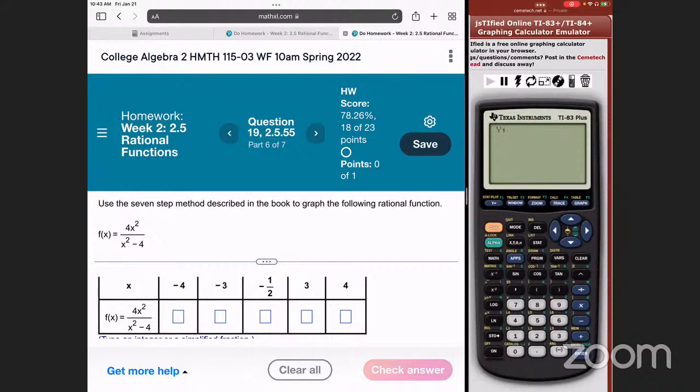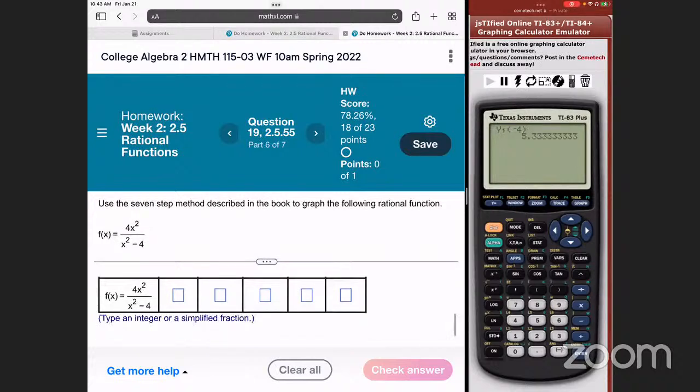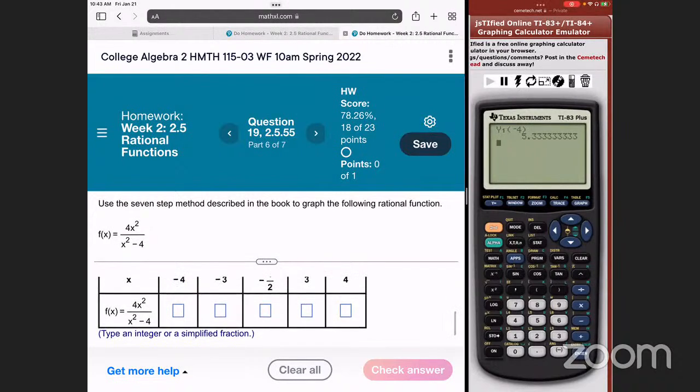So now I want to evaluate when x is -4. I'm going to do parentheses and put -4, right? This is basically taking that function and plugging each x value into the function, and when I hit enter, it gives me this. Let me see how it wants it. Type an integer or simplified fraction.